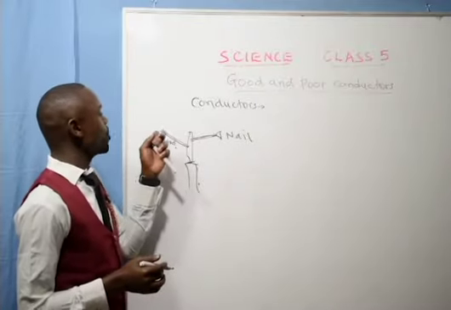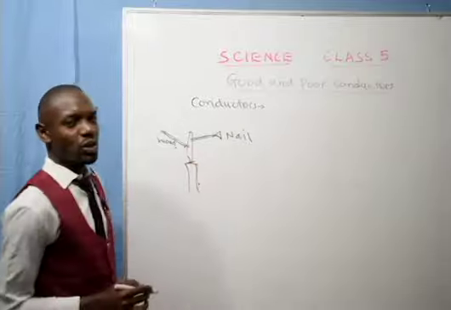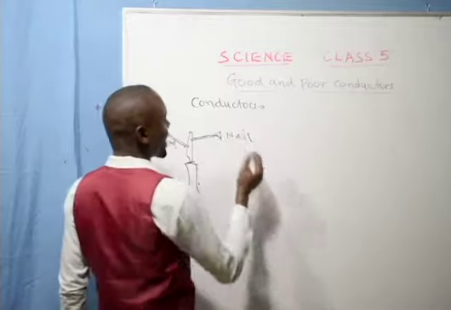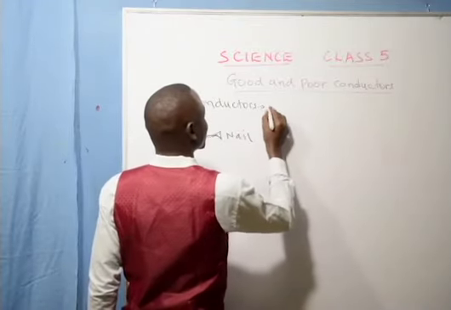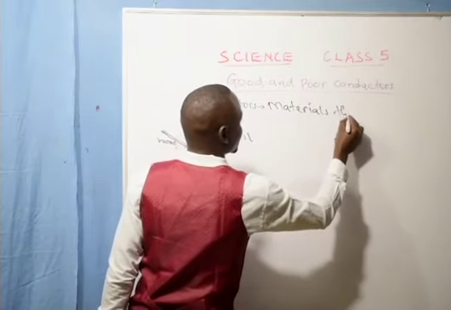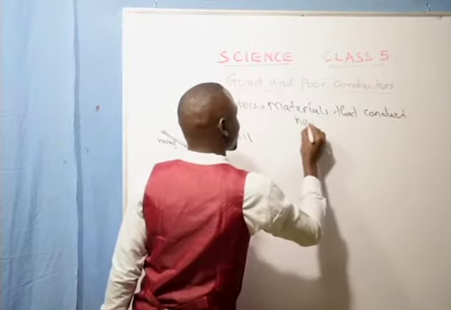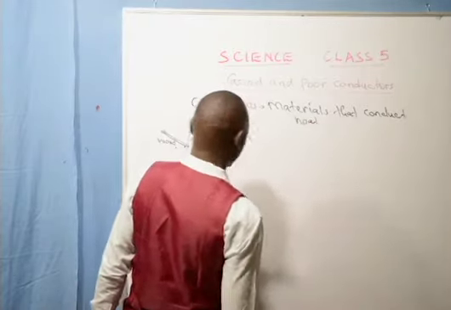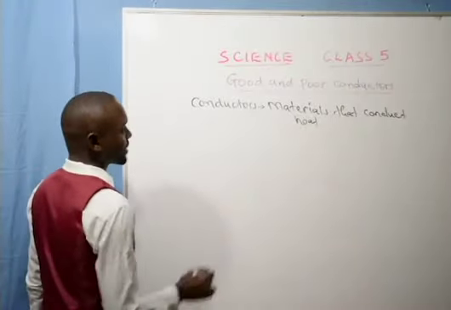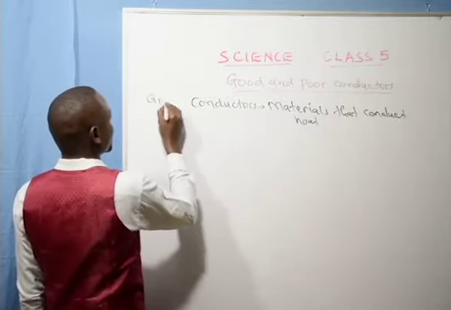In fact, the wood, instead of conducting heat, will start burning. Why? Because it cannot conduct heat. So, materials that conduct heat are called conductors. So we have good conductors and poor conductors. Materials that conduct heat are called conductors, so the good conductors of heat.